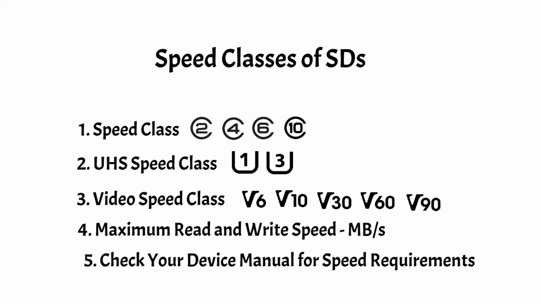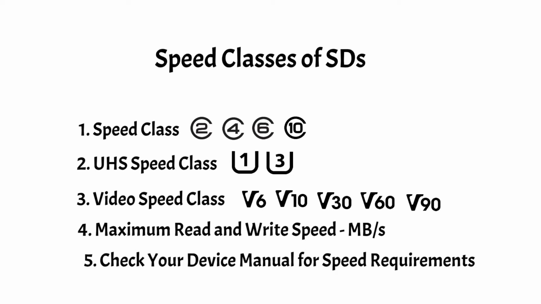There's also a UHS speed class, which is a U with either a 1 or a 3 in it that stands for 10 and 30 megabits per second respectively. Finally, there is a video speed class, which is a V followed by a number of megabits. The original speed class is superseded by the UHS class, but the original speed class is left on the SD cards for reverse compatibility for old devices.